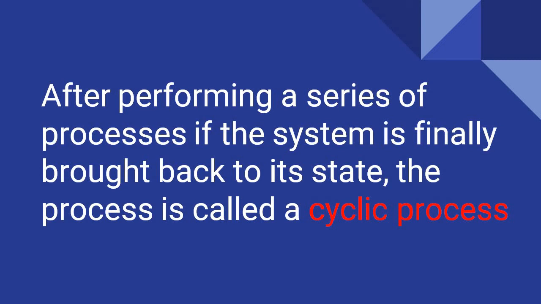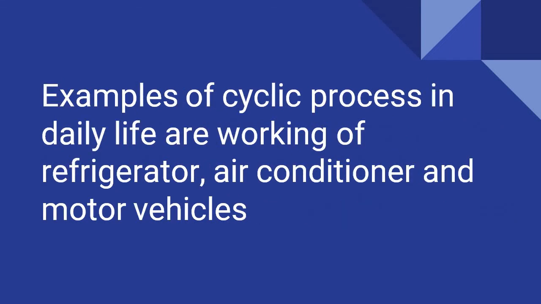So after a series of processes, that means your system is at a particular pressure, volume and temperature. And say it is expanding, contracting, something like that. Or it is undergoing isothermal process, isobaric, whatever may be. And after a series of processes, the system is coming back to the same condition. That means it is again reaching that same pressure, volume and temperature. And such a process you are calling as a cyclic process. And examples of cyclic processes in daily life are working of refrigerator, air conditioner and motor vehicles. In motor vehicles, you have heat engines, and heat engines are undergoing some types of cyclic processes.